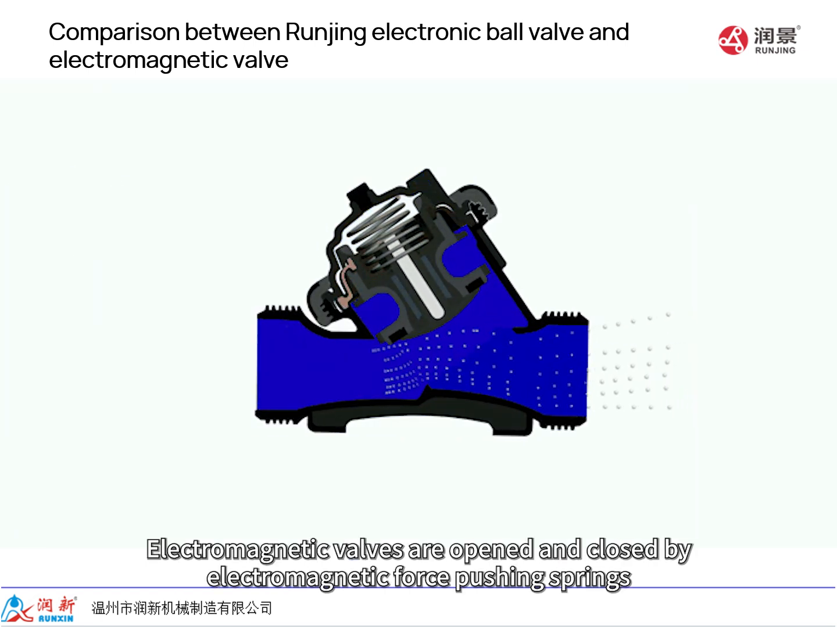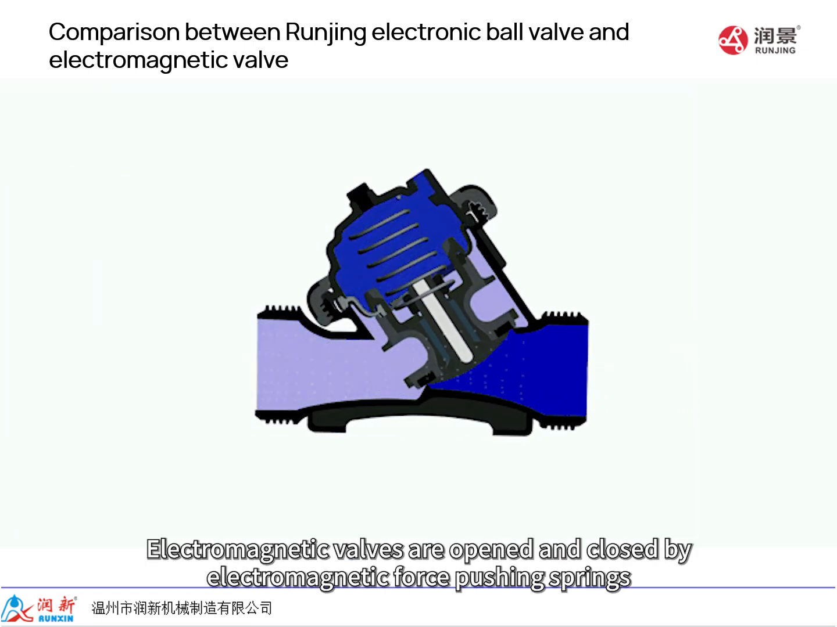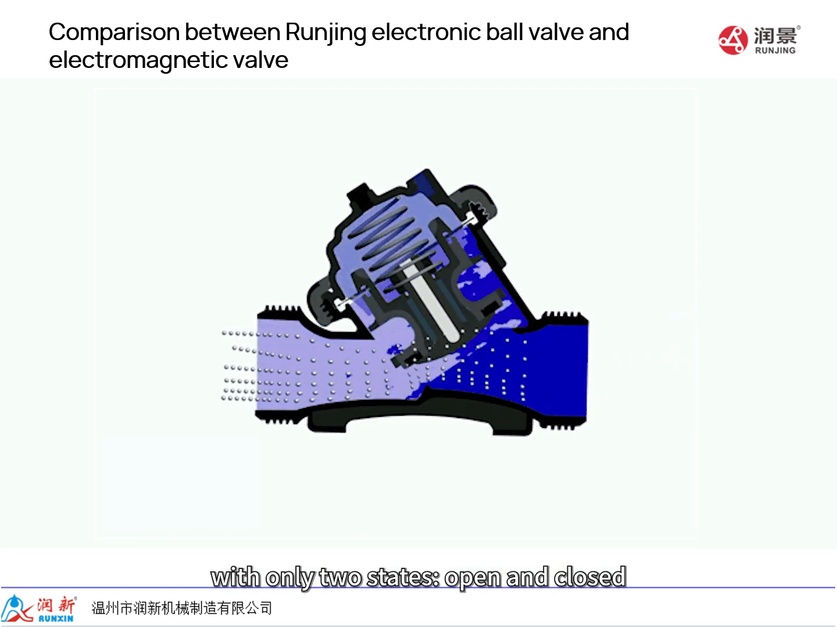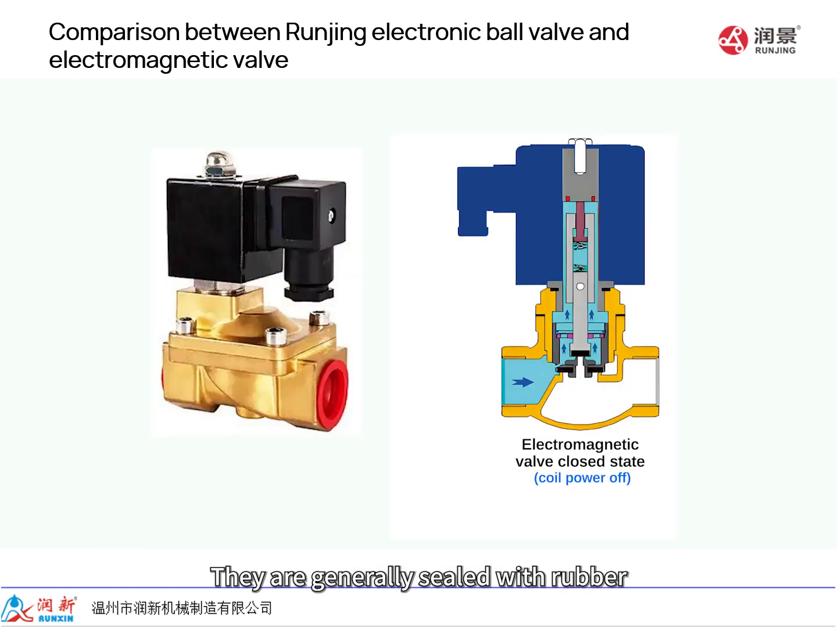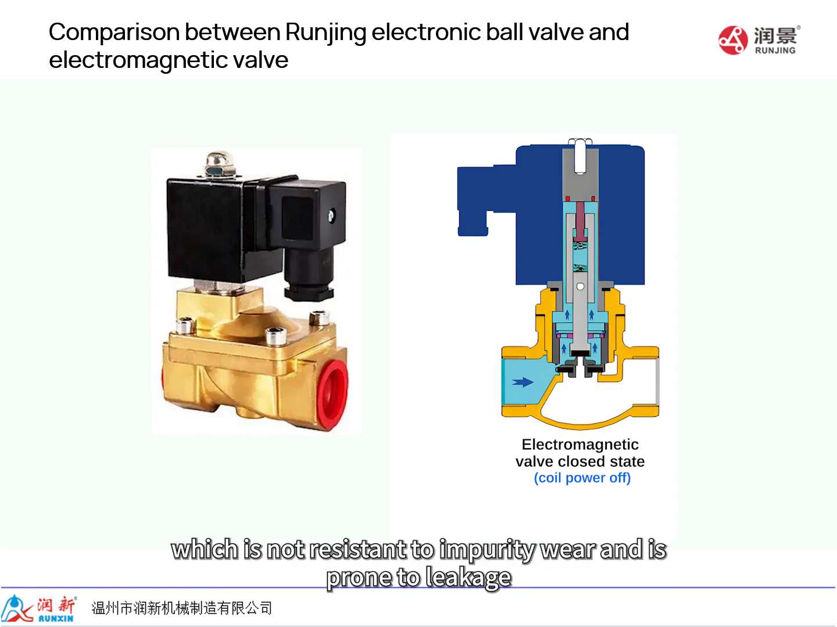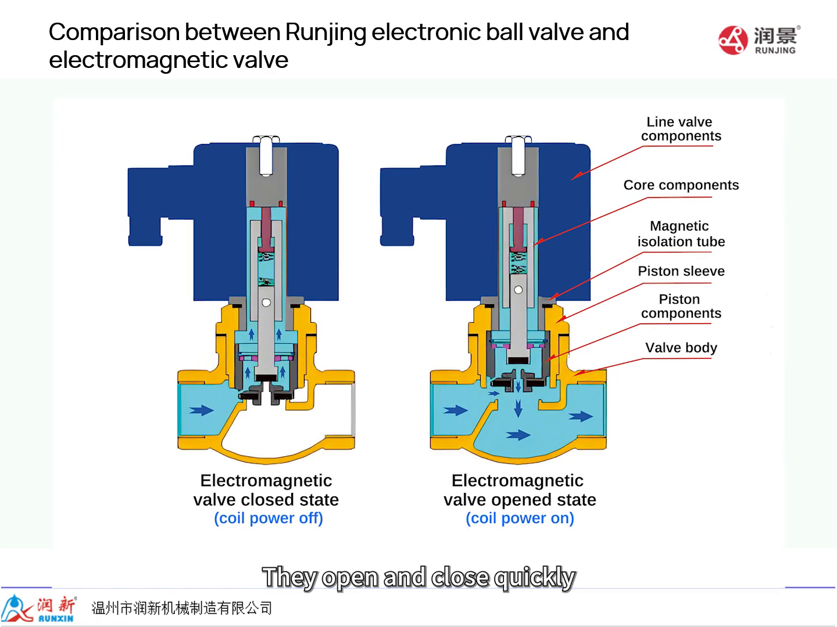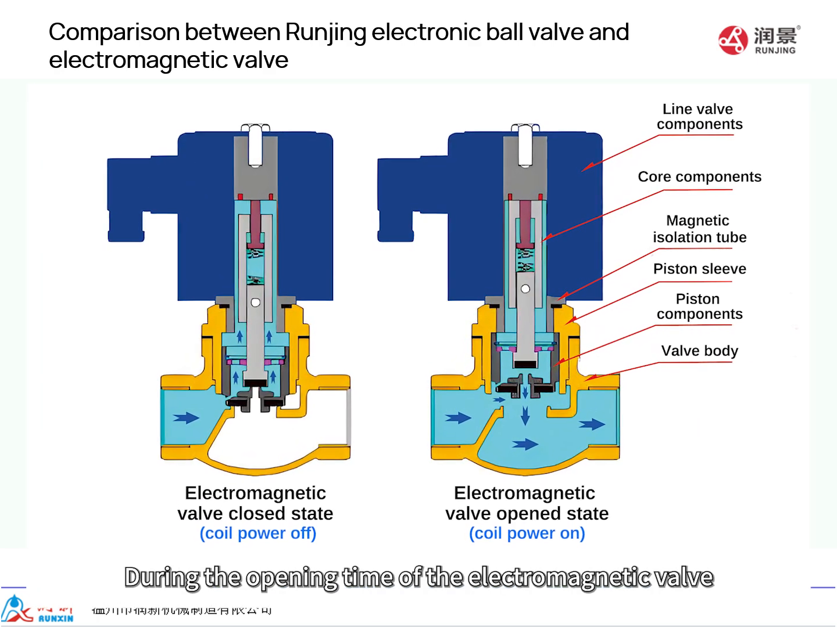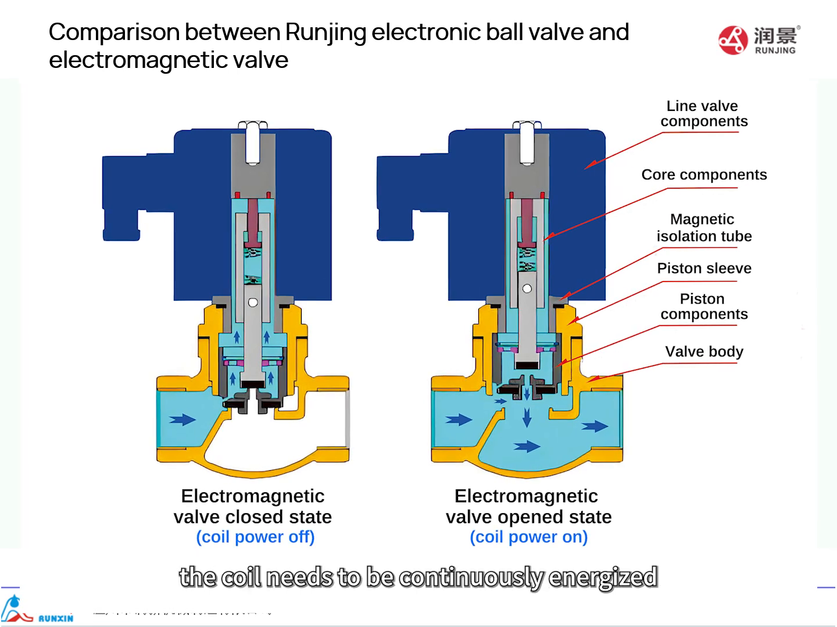Electromagnetic valves are opened and closed by electromagnetic force pushing springs, with only 2 states, open and closed. They are generally sealed with rubber, and have a soft sealing structure, which is not resistant to impurity wear and is prone to leakage. They open and close quickly, and are prone to water hammer. During the opening time of the electromagnetic valve, the coil needs to be continuously energized, which consumes a lot of power.